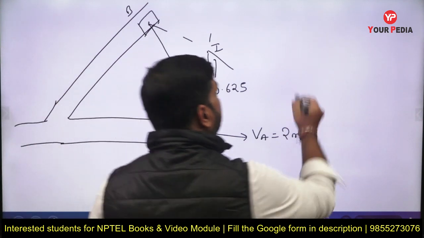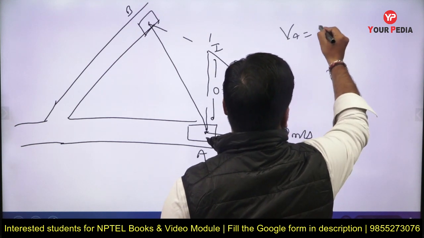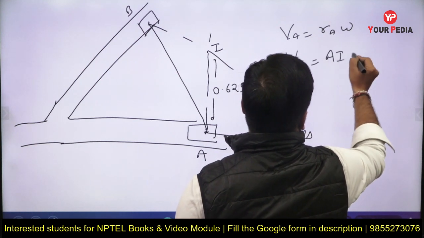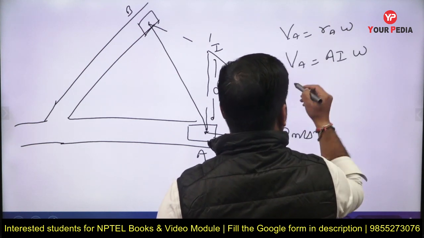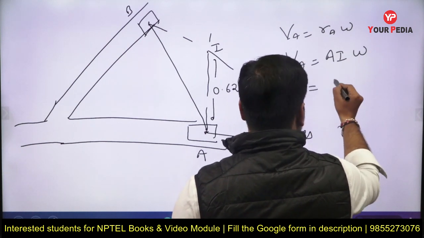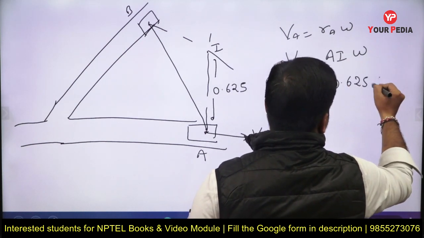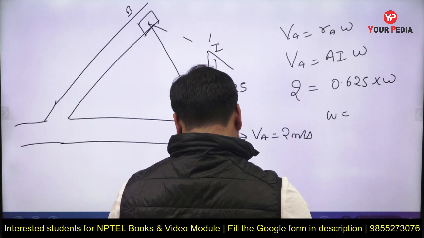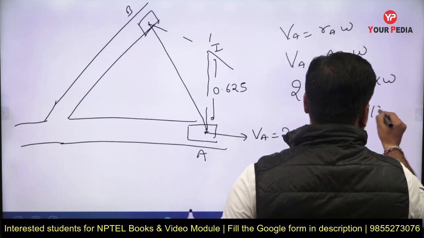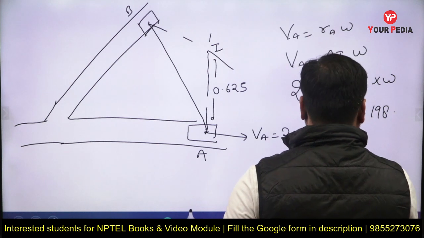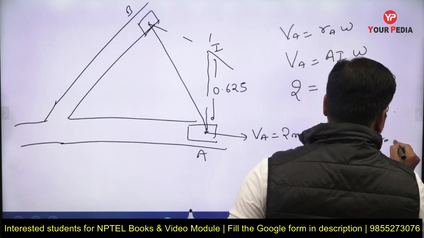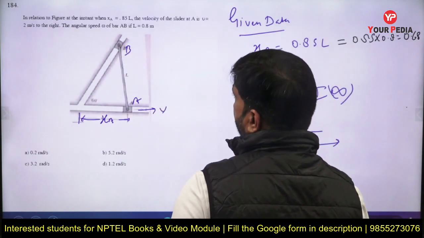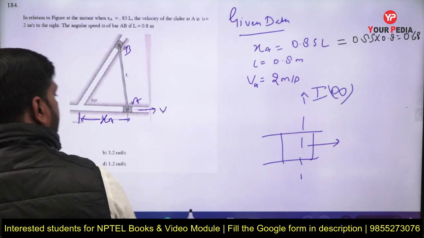So now I know very well that VA equals RA into omega, and here RA equals AI into omega. And what is its value? The value of VA is 2 meter per second given, and AI we have calculated as 0.625, into omega. So omega comes to be 2 divided by 0.625, which is 3.198 radians per second, that is, omega is near about 3.2 radians per second. So among the options given, you can say option C is correct.